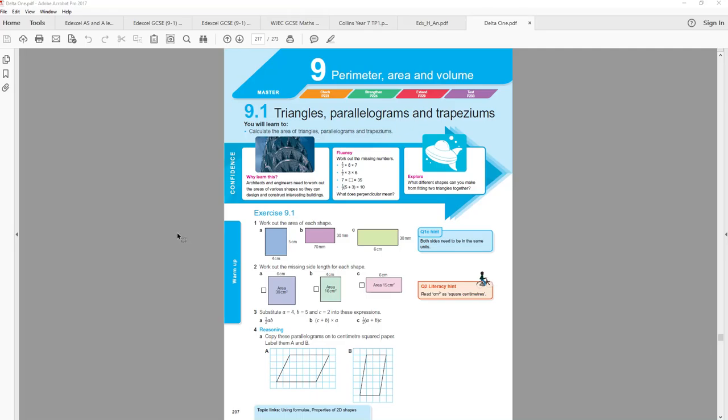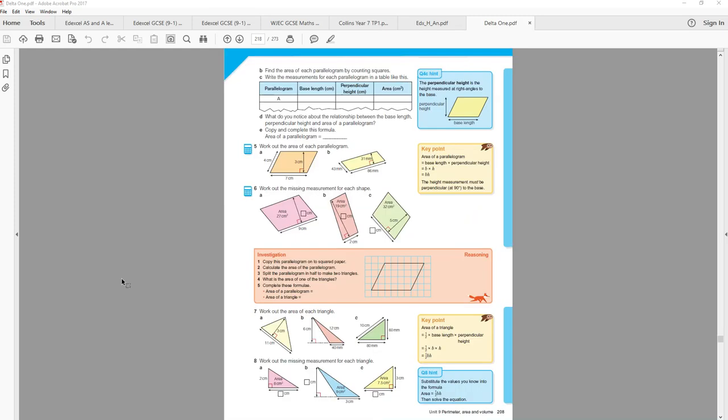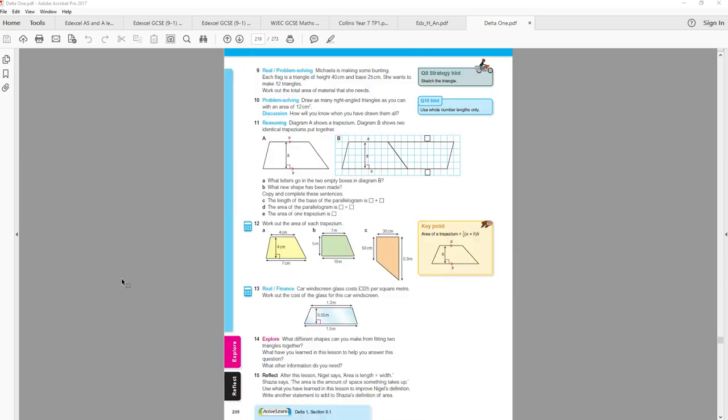Okay, and now I want you to complete exercise 9.1. It's on page 207 in your book, which is also in the files, so you can have a look at it there. And I'm going to attach it as well to your assignment. Questions 1 to 4, and then on to question 8, and we finish on question 15. Good luck and enjoy.